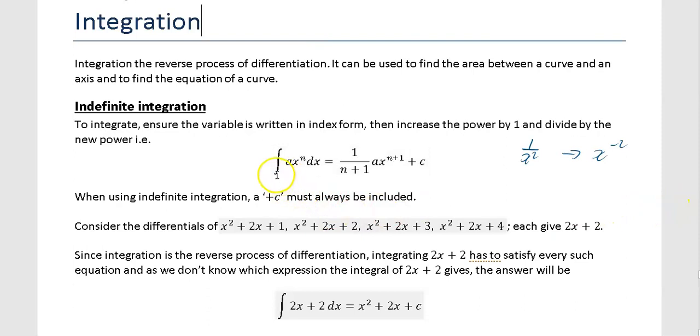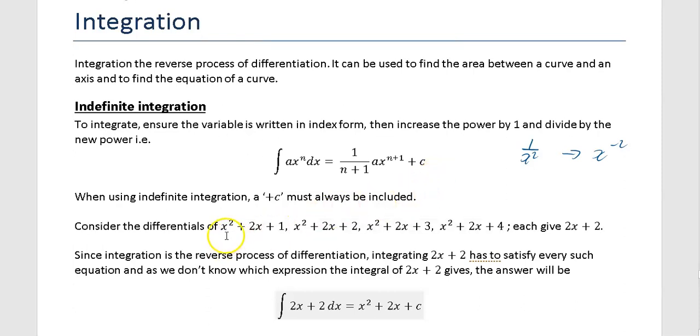So raise the power by 1 and divide by the new power. But here, what we have is x to the power of n. The power of the x then goes up to n plus 1, and you're dividing by the new power. So you're dividing by n plus 1, which is the same as multiplying by 1 over n plus 1. We also have this plus c. Now this plus c is what's called the constant of integration. Now we're going to look at why that is.